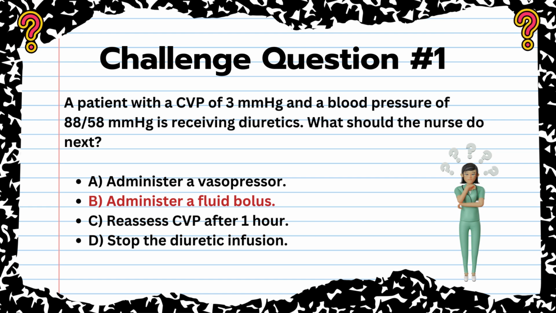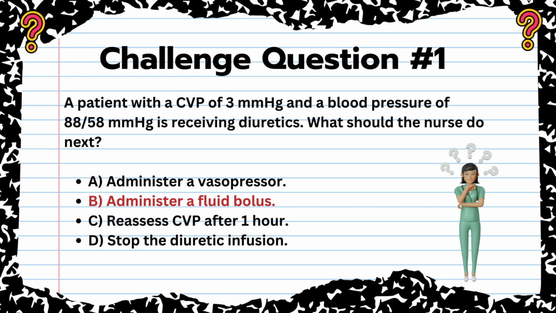So C, why is C wrong? While assessing things is important, right? It's not the immediate action because the patient's blood pressure is low and you need a more urgent intervention to prevent further hemodynamic instability.